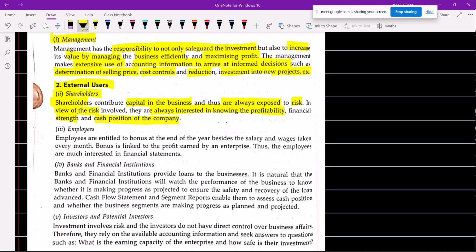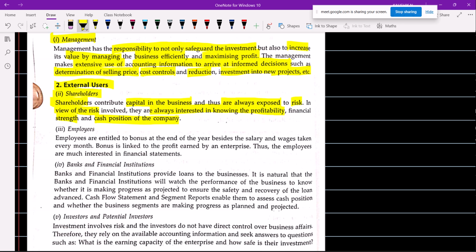So, as a shareholder, they have invested the money in the business, they are taking some risk by investing the money in a business, and they want to know about the performance of the business, that is, what is the profitability of the business, what is the strength of the business, and what is the cash position of the company. So only then will they be able to ensure whether they will get the expected return for the year or not. That purpose they need the financial statements.